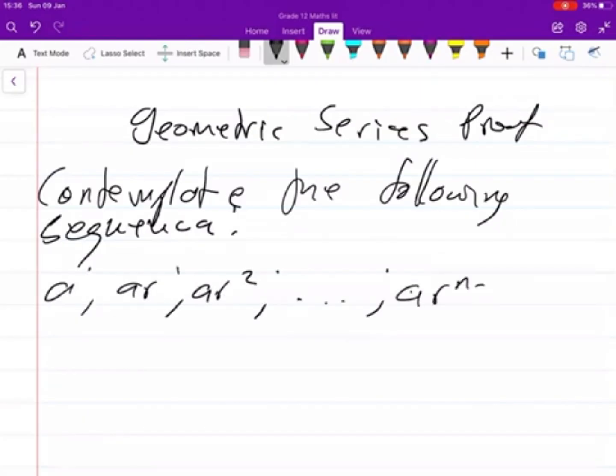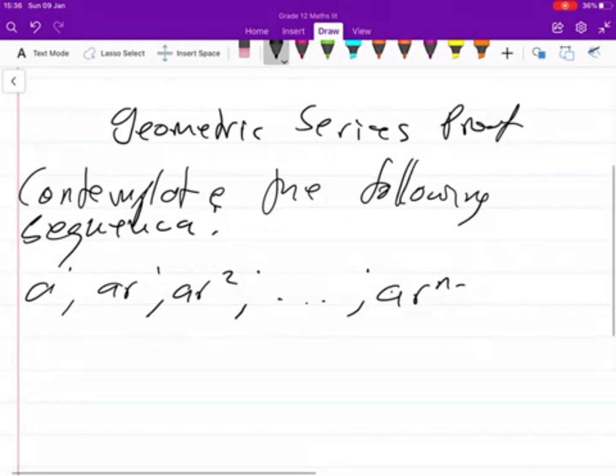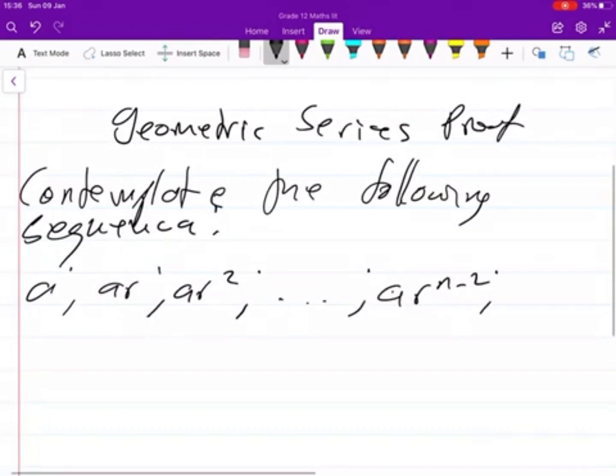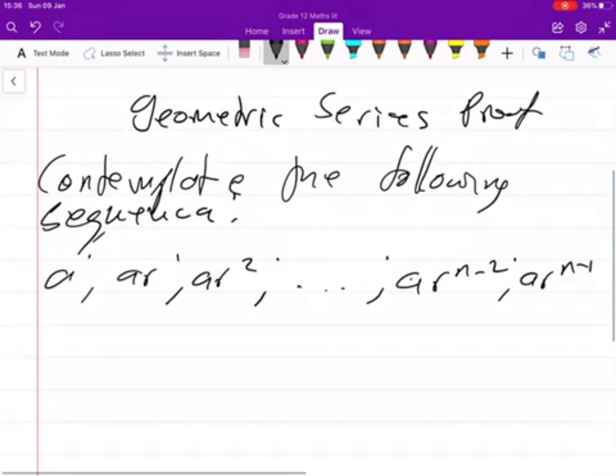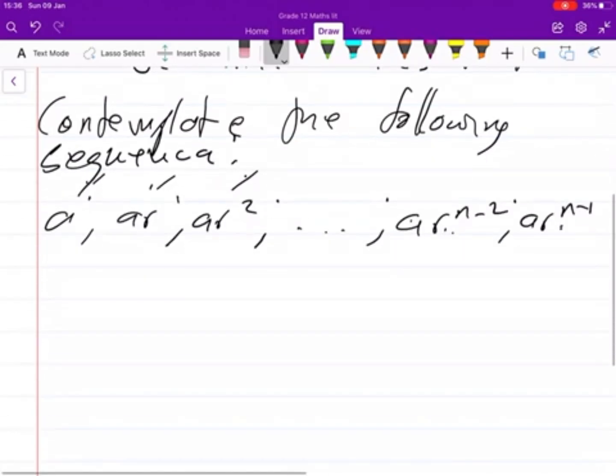AR^(n-2), AR^(n-1), and leave it there. Of course, you know that this is the first term, this is the second term, this is the third term, this is the term before the last term, and this is the last term, which would be Tn.